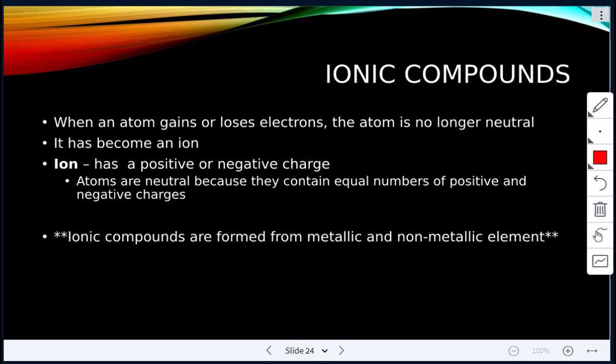And then next are the compounds, the ionic compounds. So ionic compounds are formed from a metal plus a non-metal. Right, that's very important because we looked at molecular compounds before, and we know that molecular compounds form between a non-metal and a non-metal.